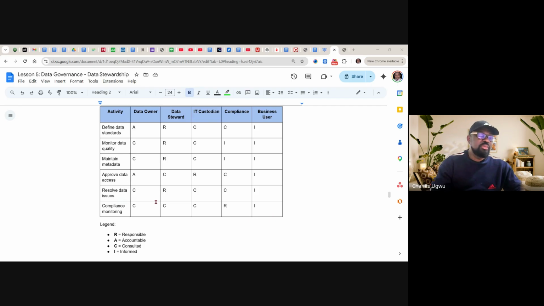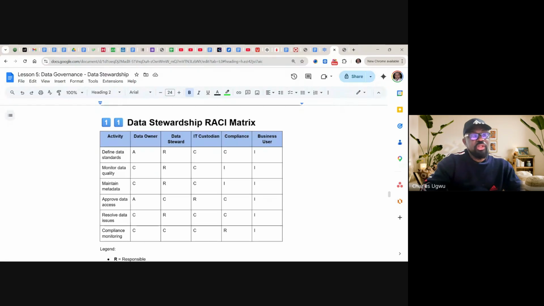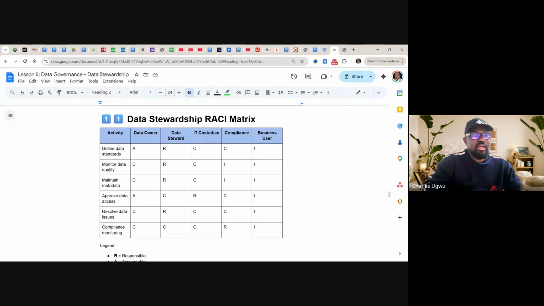So the RACI matrix will help us see that if anything happens, we know who is responsible, who is to be consulted, who is just to be informed, and who is accountable. That's the purpose of RACI. So it's not compulsory, but it's very important to capture RACI for the purpose of clarity, so that people will know what they are here for.